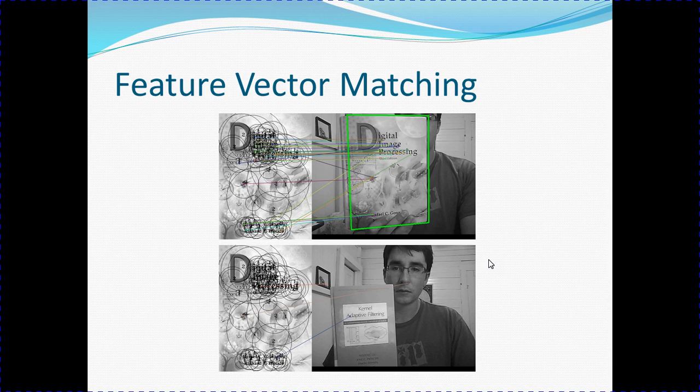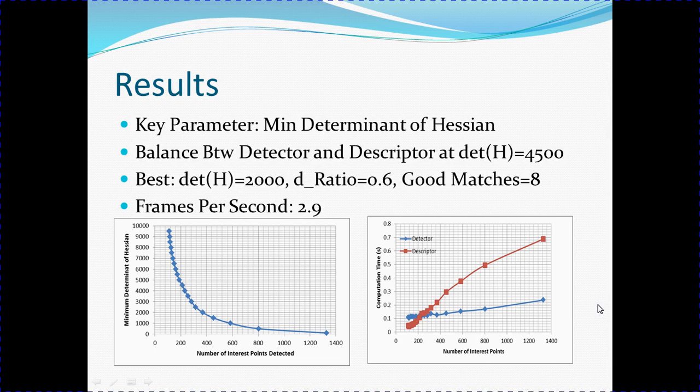Here we just have an example of the object found. We have the digital image processing book in the top frame, and we can see there's been a square drawn around it for ease of viewing. On the bottom frame we have a different book which is similar in color and has some features, but we can see that the object is not recognized in this case. So, some results.